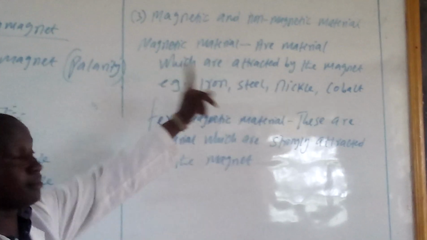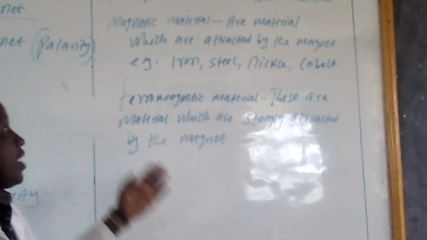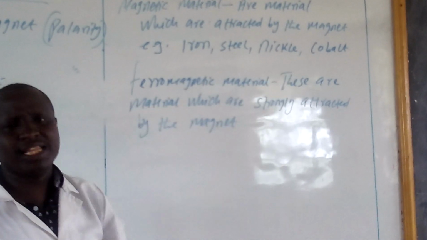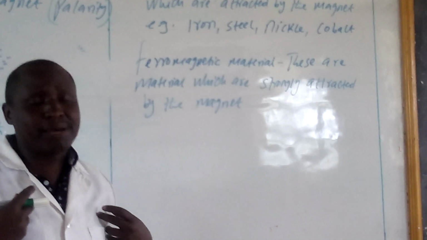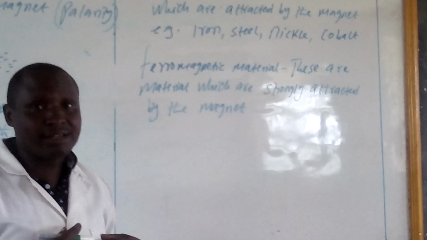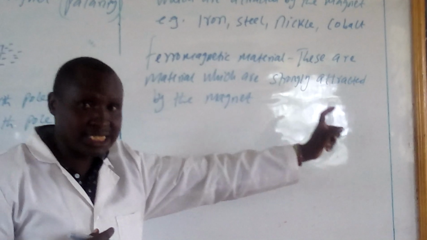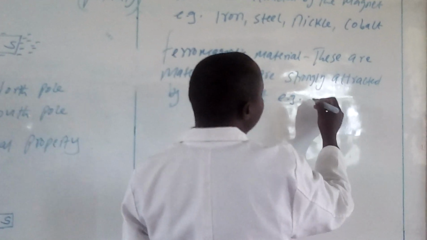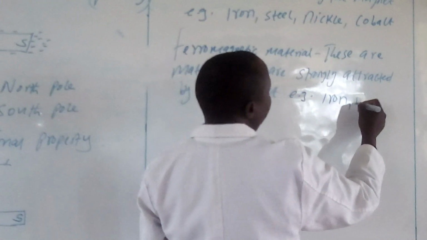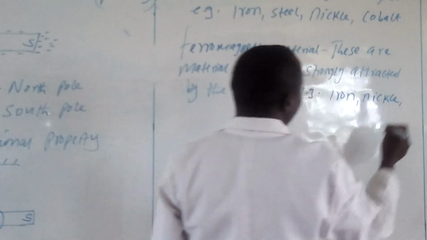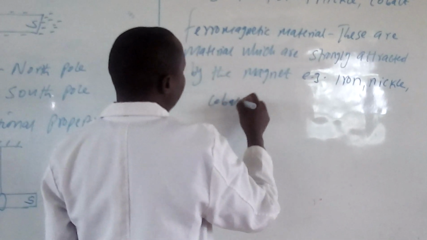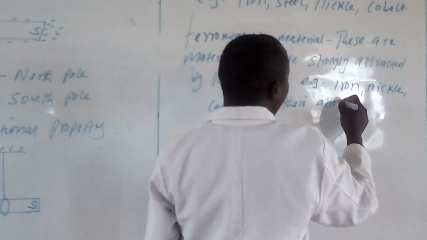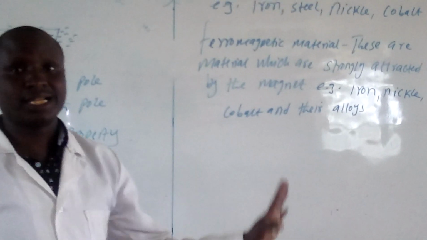So I have said magnetic materials are materials which are attracted by the magnet, and we have listed some examples. In these examples, you will find that some of them are strongly attracted by the magnet. Those are called ferromagnetic materials. What are examples of ferromagnetic materials? Examples are iron, nickel, copper, and their alloys. So those are ferromagnetic materials.